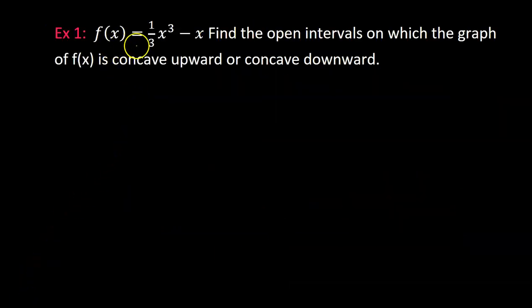Example 1, f of x equals 1/3 x to the third power minus x. Find the open intervals on which the graph of f of x is concave upward or concave downward. For concavity, ultimately we will need the second derivative, but that means first we have to find the first derivative. So f prime of x is equal to, using the power rule, 3 times 1/3 is 1. Reduce the exponent, and we have x squared. The derivative of x is 1. So the first derivative is x squared minus 1.